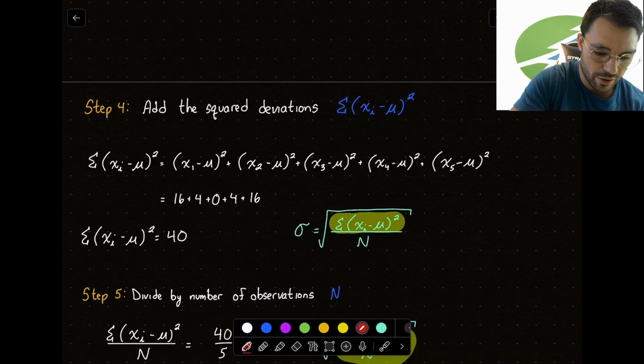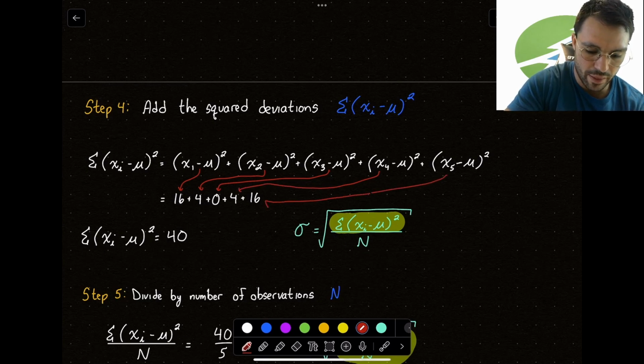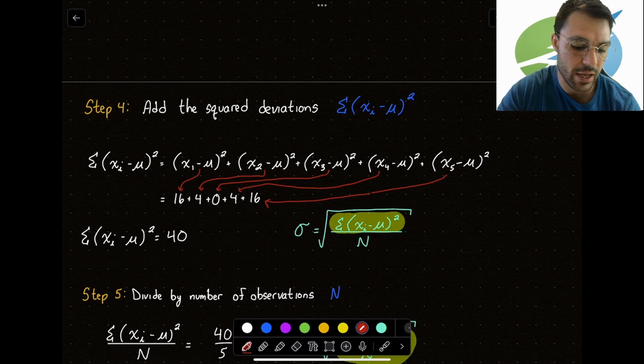what. So this part right here, that's where we get the 16. That's where we get the 4. That's where we get the 0. That's where we get that 4. And that's where we get that 16. And this is stuff we found from the previous steps.